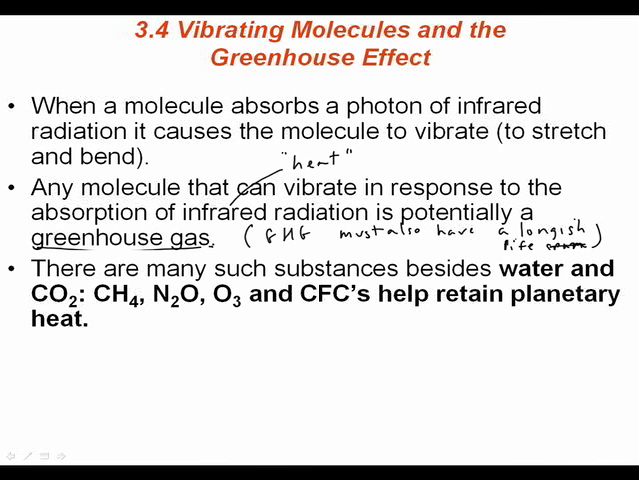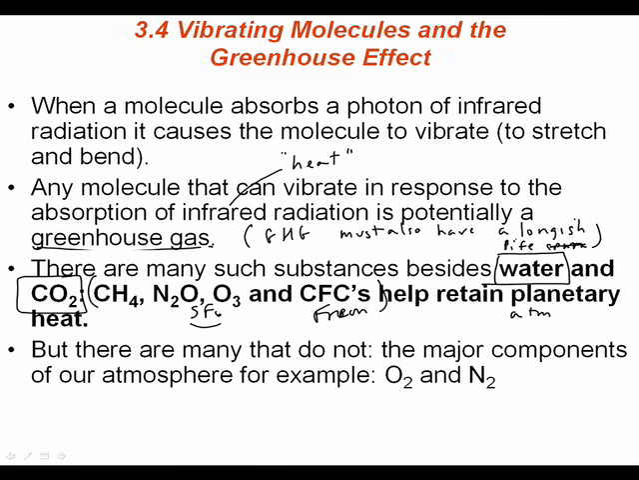There are many such substances in air besides water and CO2. Methane, N2O, ozone, the CFCs. These are things like freon. They help retain heat, plus SF6. He's very small. All of these are small compared to our friends CO2 and water in our atmosphere. That's why they get the most press. All right? O2, N2, they do not.